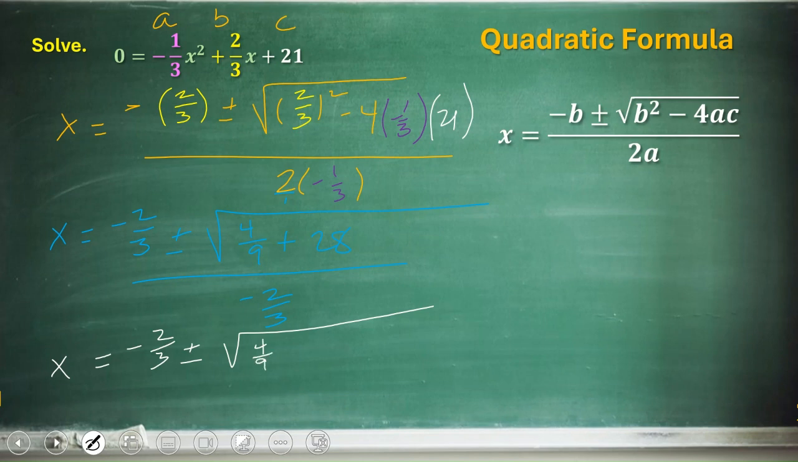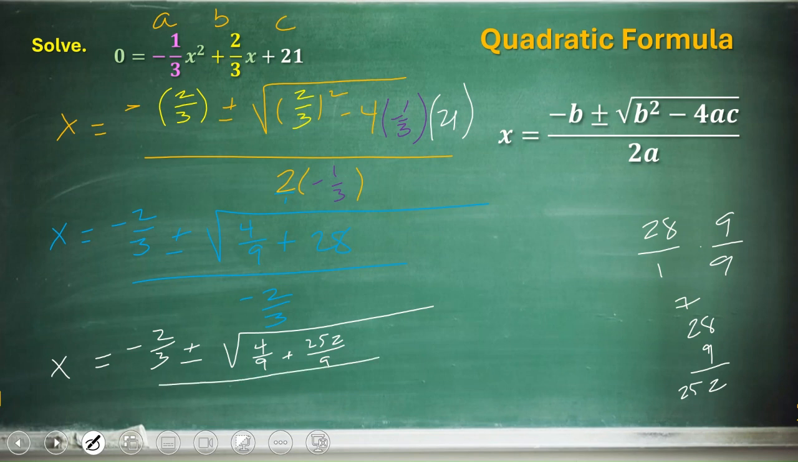Okay, so at this point, I need to get a common denominator so that I can combine these two terms. So since 4 already has 9 in the denominator, I'm going to multiply 28 over 1 by 9 over 9. I'm making an equivalent fraction here, so I'm just going to do this really quick. I get 252 over 9, right? All divided by negative 2/3. I'm going to erase over here to give myself a little more room. Fractions can be annoying, especially if they're not your thing, but they are actually pretty prevalent in the real world, so it's always good to practice with them.